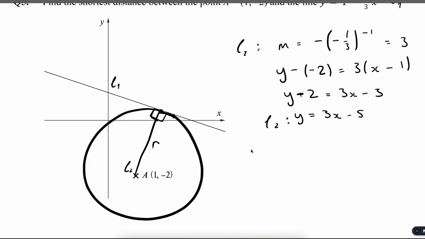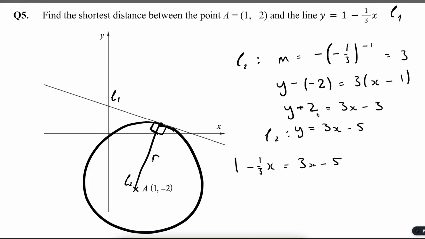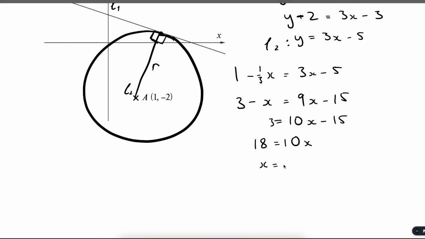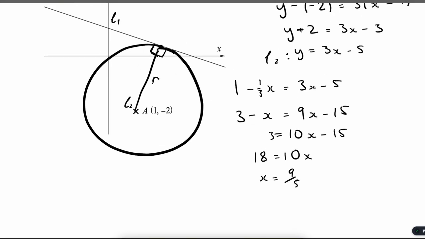So L1 is 1 minus 1/3 x equals 3x minus 5. And where those two cross, so let's multiply everything by 3. And then let's add x onto that side. And then add 15. So we can say x equals 9 over 5, or 1.8. And that's the x coordinate of this point here.